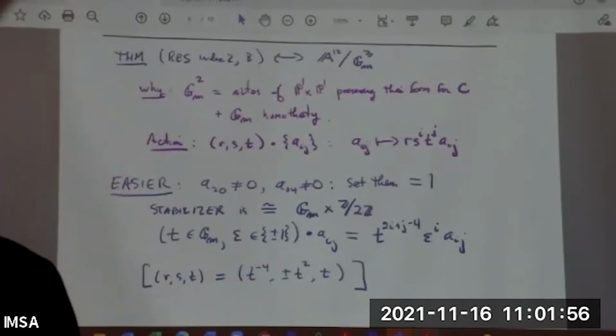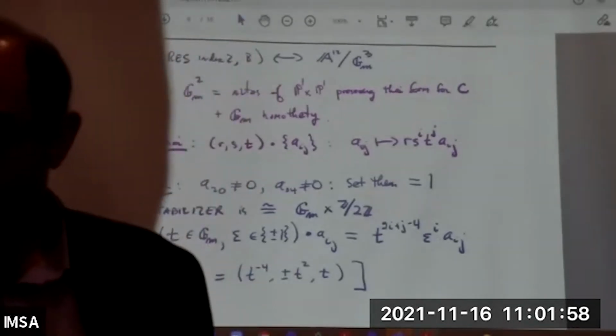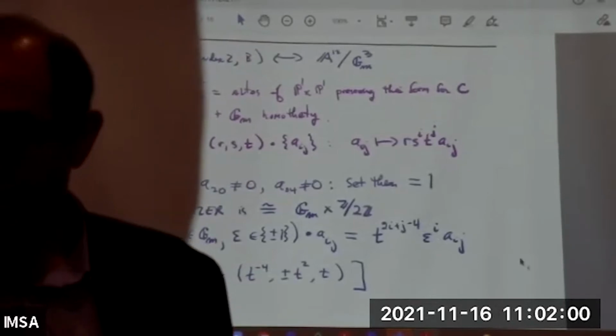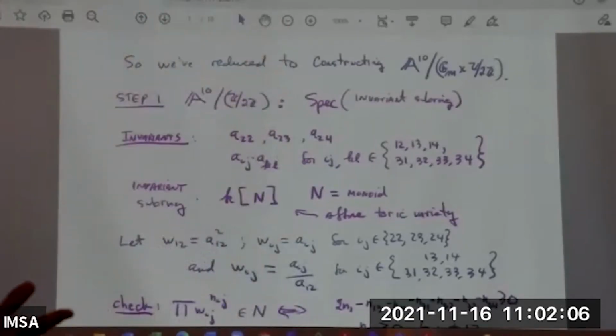So another approach would be, okay, instead of doing A12 mod GM cubed, look at A10 mod GM modulo this stabilizer subgroup for that form of coefficients. All right, that did sound easier to us, so that's the way we went first.